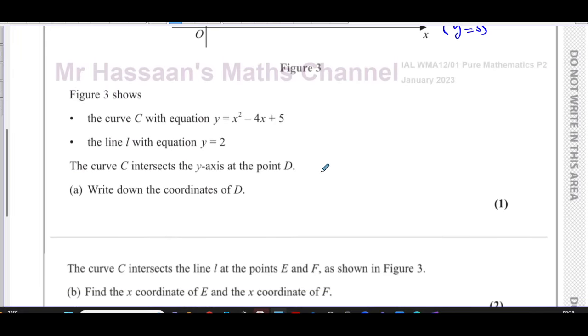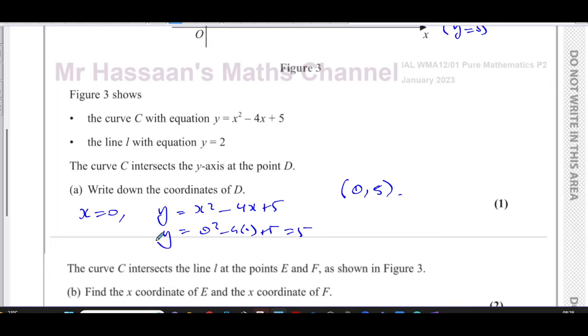Okay, so it says write down. You don't really have to show any steps. It's just 0, 5, simple as that. But if you want to show the steps, you say that it's when x equals 0. So you have y equals x squared minus 4x plus 5, which means you have 0 squared minus 4 times 0 plus 5, which gives you 5. So when x is 0, y is 5, that's the point 0, 5. That's the reasoning behind it.